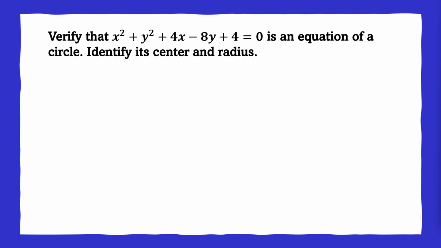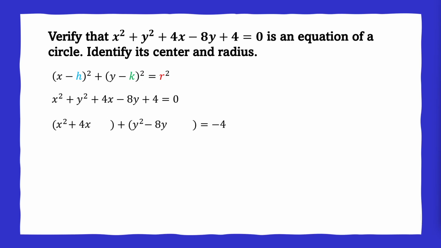To verify that the given equation represents a circle and to identify its center and radius, we begin by rewriting the equation in standard form. The original equation is x squared plus y squared plus 4x minus 8y plus 4 equals 0. To rewrite it, we group the x terms and y terms and move the constant to the other side. Next, we complete the square for each group.